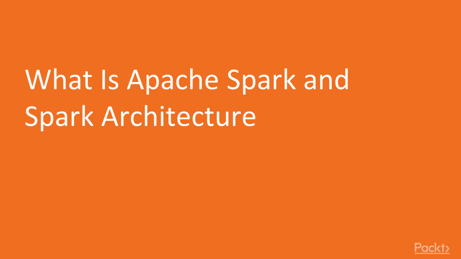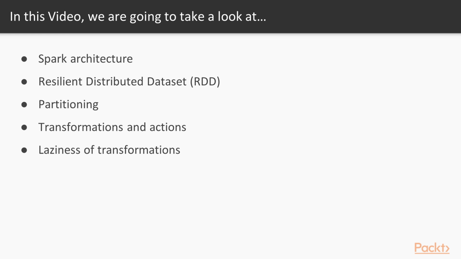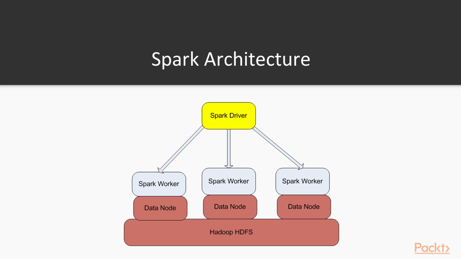Spark architecture. So we'll see a Spark architecture, what a resilient distributed dataset is, how partitioning works, and we will see the transformations and actions and the laziness of transformations in Apache Spark. So let's look at the Spark architecture.